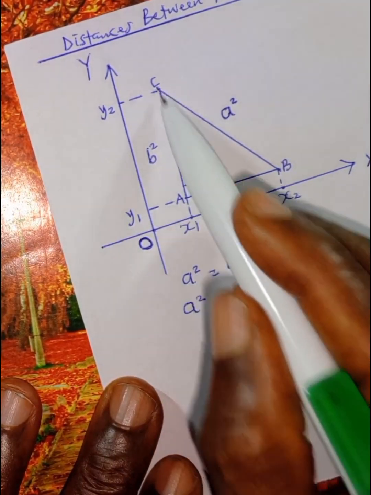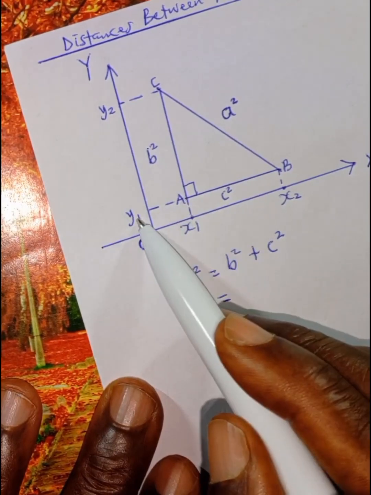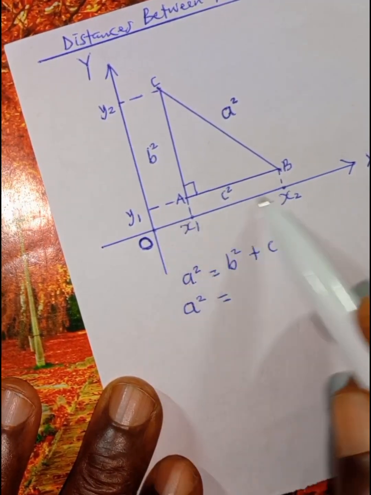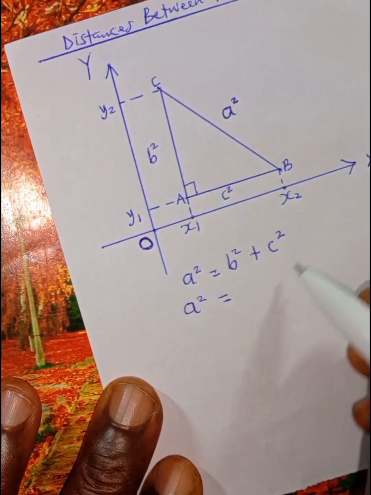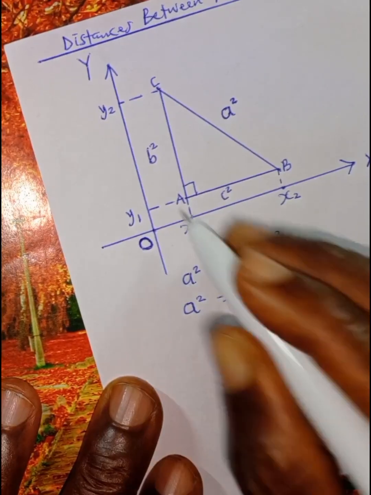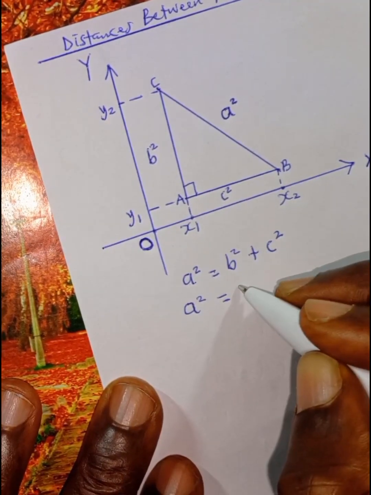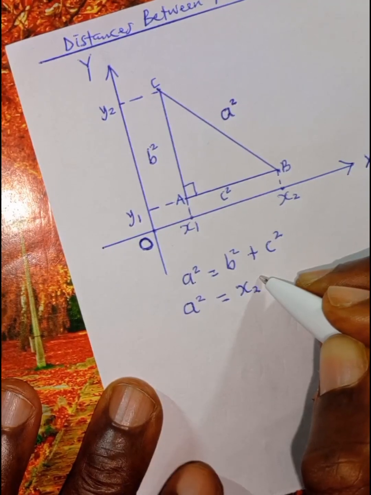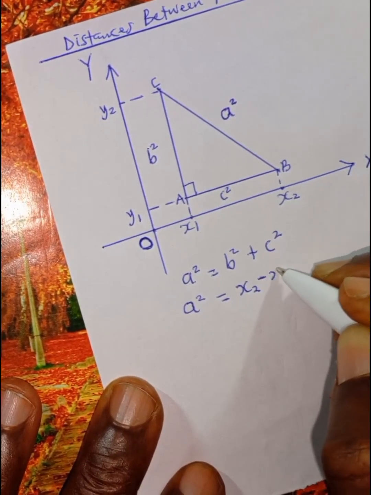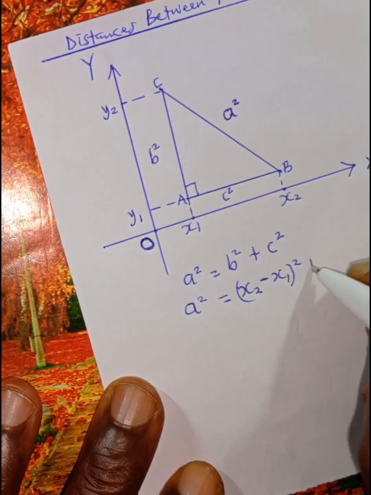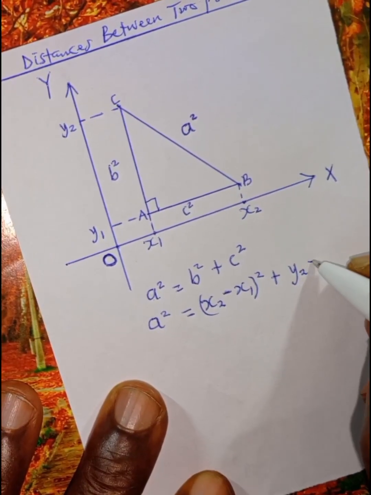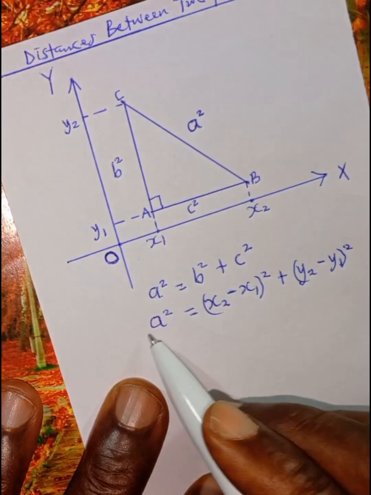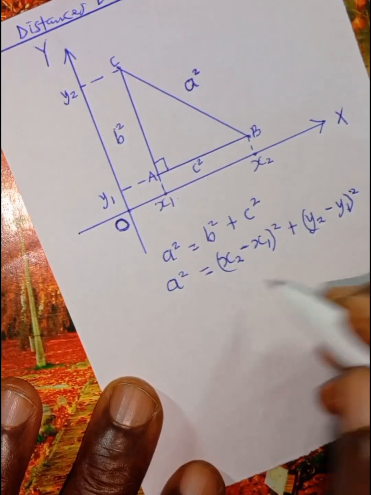The distance here is also lying on the y-axis. So if the distance here is b squared, we have it as y2 and y1, representing the distance here, and we have this one as our x2, x1. So we say C squared is our x2 minus x1 all squared, plus our y2 minus our y1 all squared. So this is the formula. We have only represented the distance. It's as simple as that.